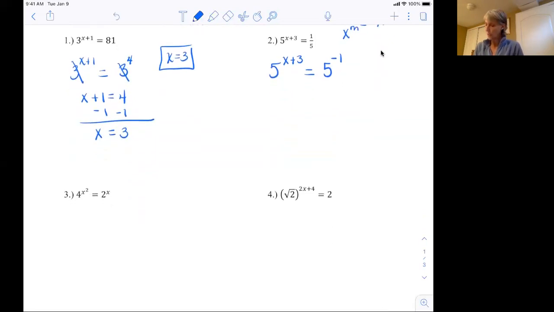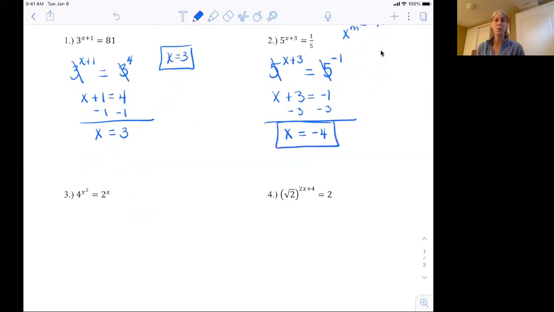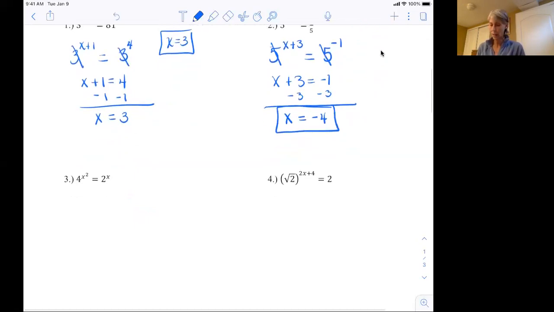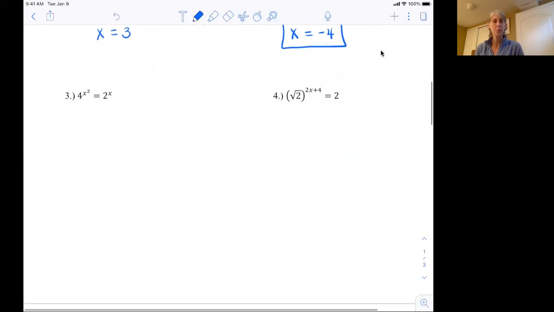Continue on. We're going to cancel our common base. x plus 3 equals -1. Solve for x, and x is going to equal -4. And that's your answer. Once again, if you don't trust your math, you could go back in and check it, but it's okay if you just want to move on.